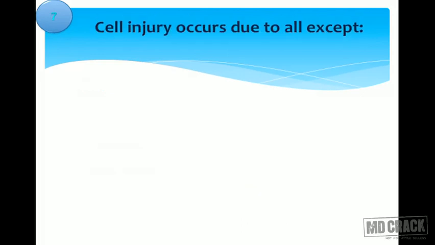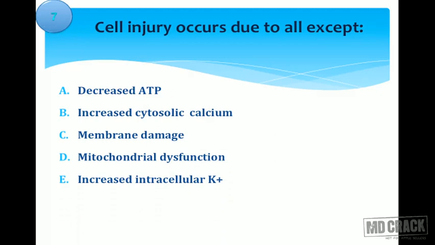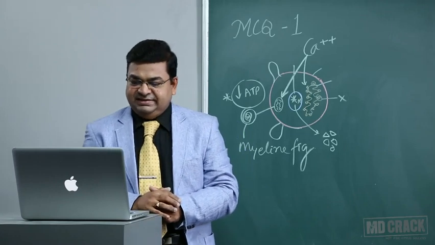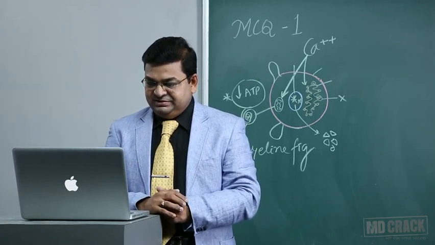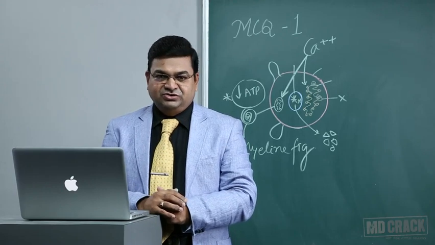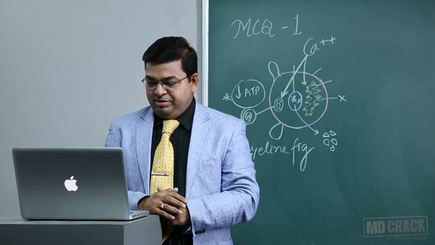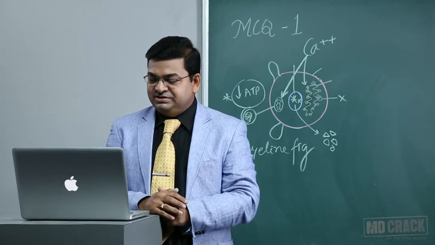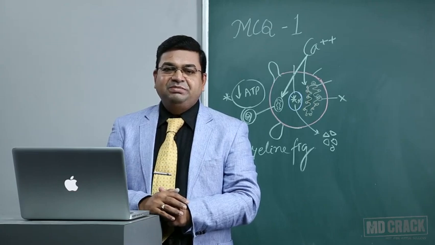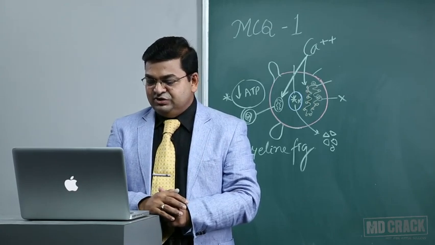Cell injury occurs due to all except: decreased ATP, increased cytosolic calcium, membrane damage, mitochondrial dysfunction, and the fifth option, increased intracellular potassium ions. Which is the answer? Straightforward, just think a little bit. Decreased ATP, yes, because mitochondria get affected. Increased cytosolic calcium, that's what I told you. Calcium is a very important ion that causes the damage. Membrane damage because of the activation of the phospholipases. Mitochondrial dysfunction because ATP synthesis is affected once the calcium enters into the cells.